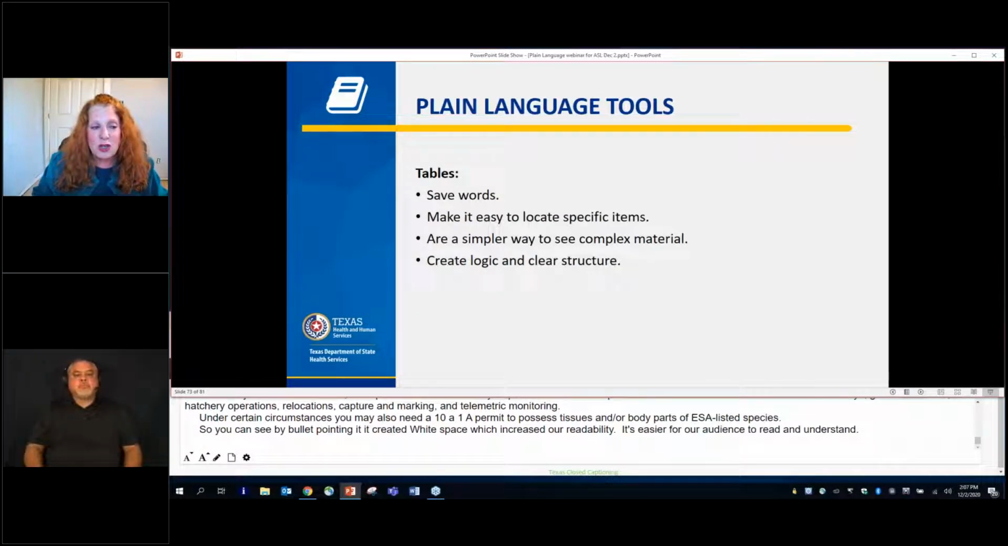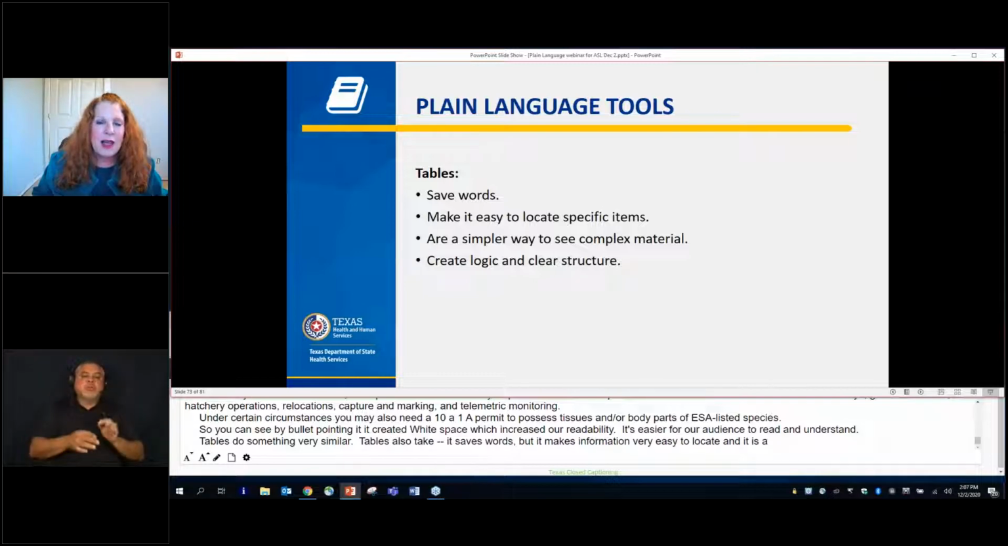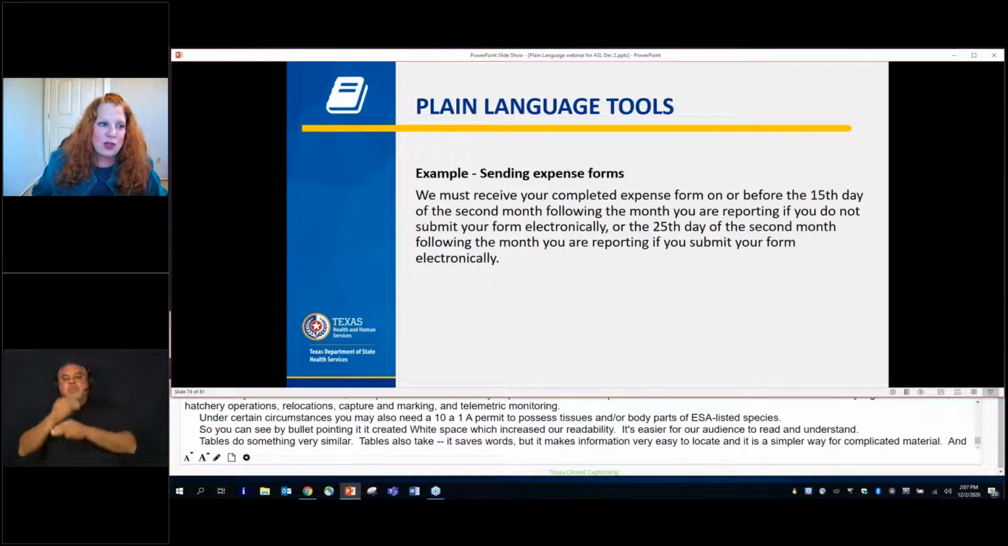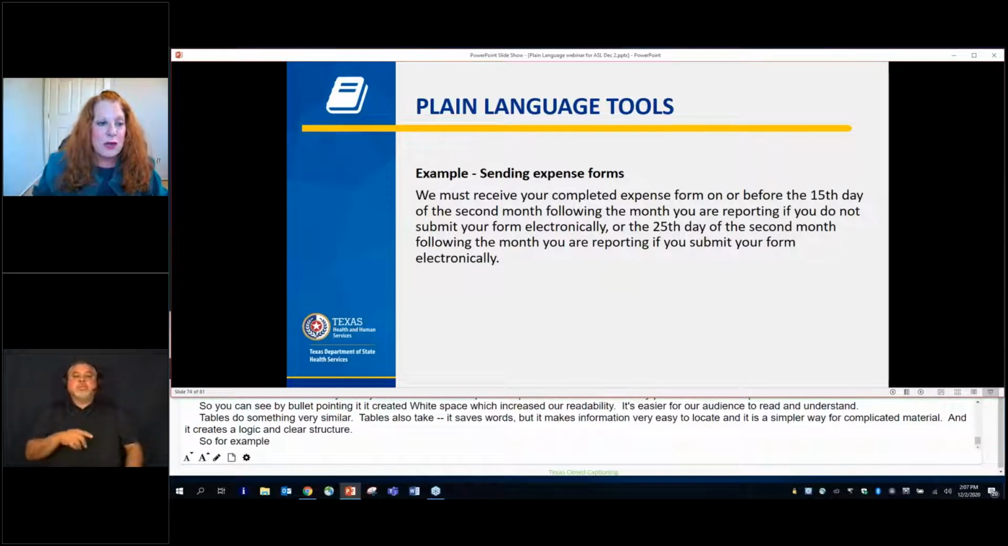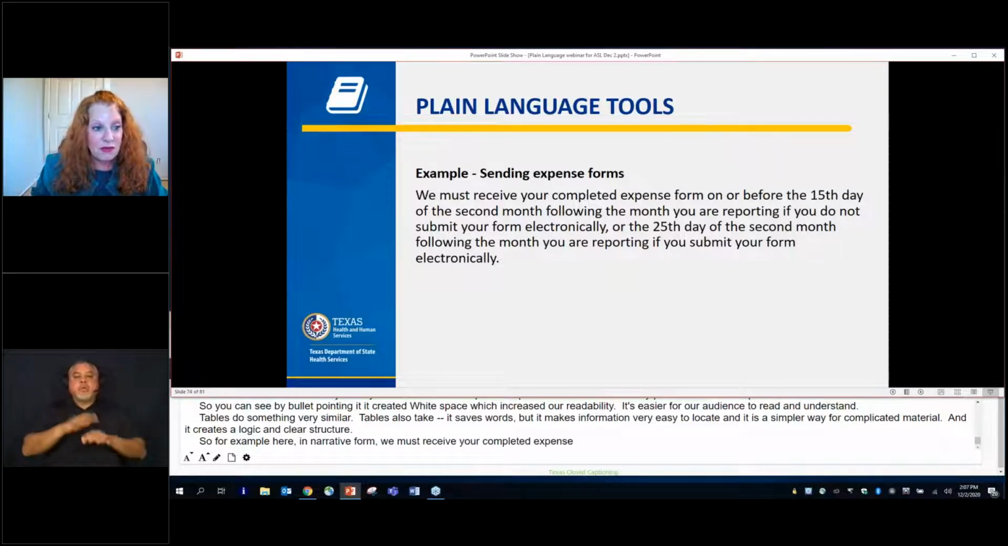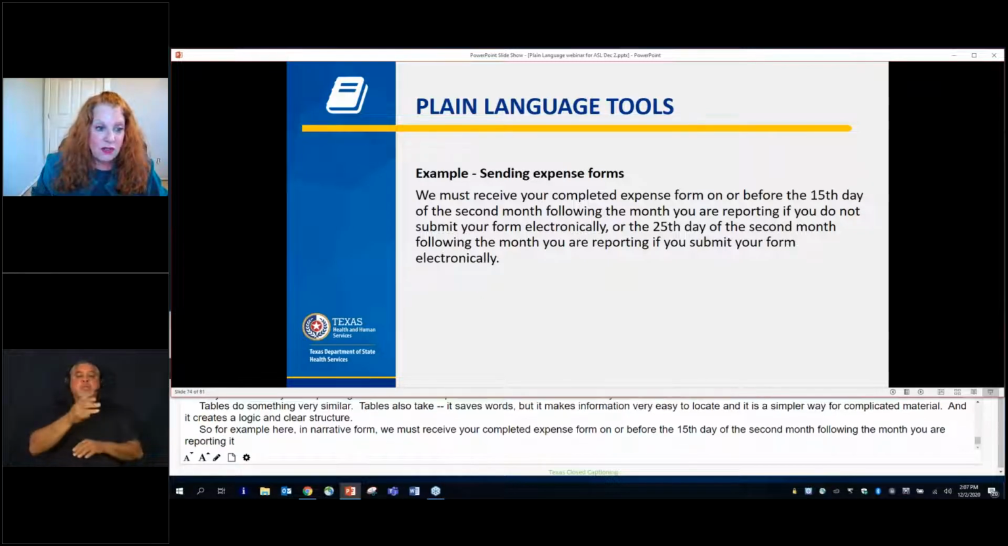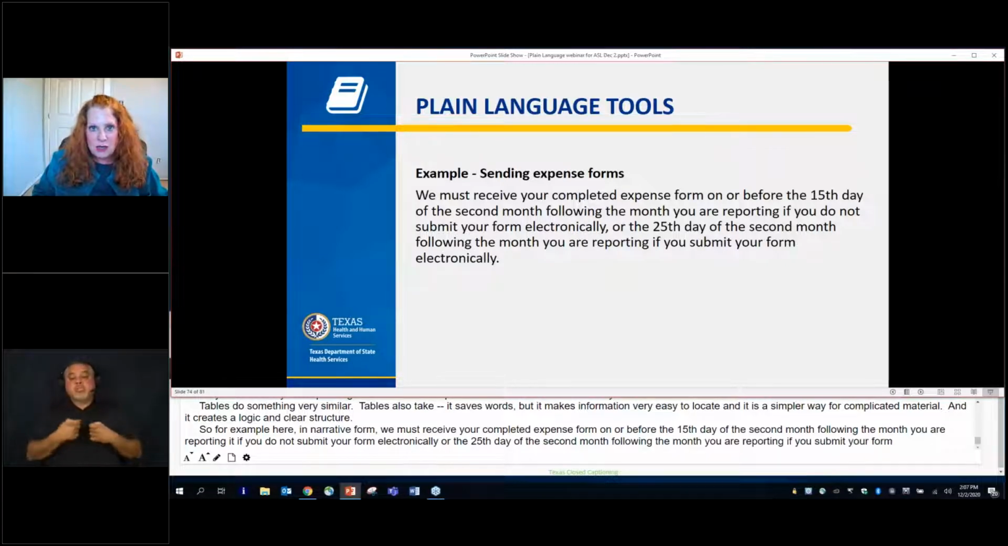Tables do something very similar. Tables also save words, but they make information very easy to locate, and they're a simpler way for complicated material, and they create a logical and clear structure. So, for example here, in narrative form: we must receive your completed expense form on or before the 15th day of the second month following the month of reporting it if you did not submit your form electronically, or the 25th day of the second month following the month of reporting it if you submit your form electronically. Well, that's just downright confusing, isn't it?